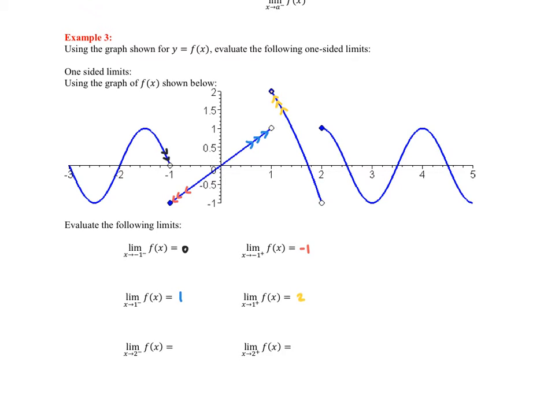What about if we approach 2 from the left? 2 from the left is -1, and 2 from the right, that limit is +1. Okay, let's continue and see how this applies to the rest of our topics.